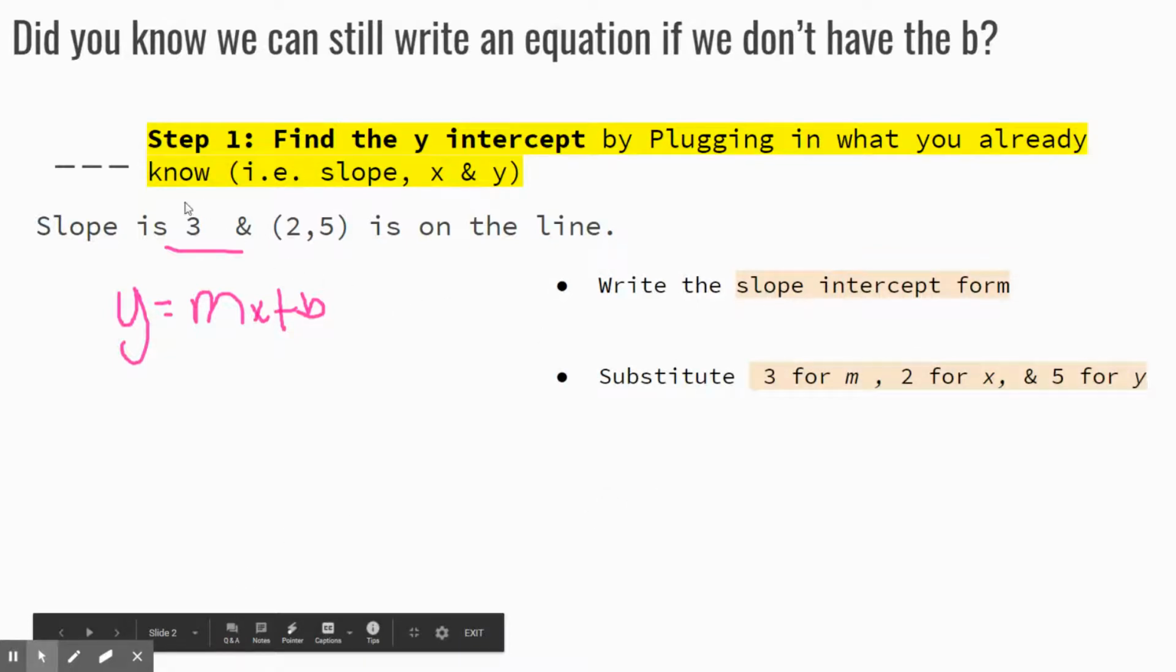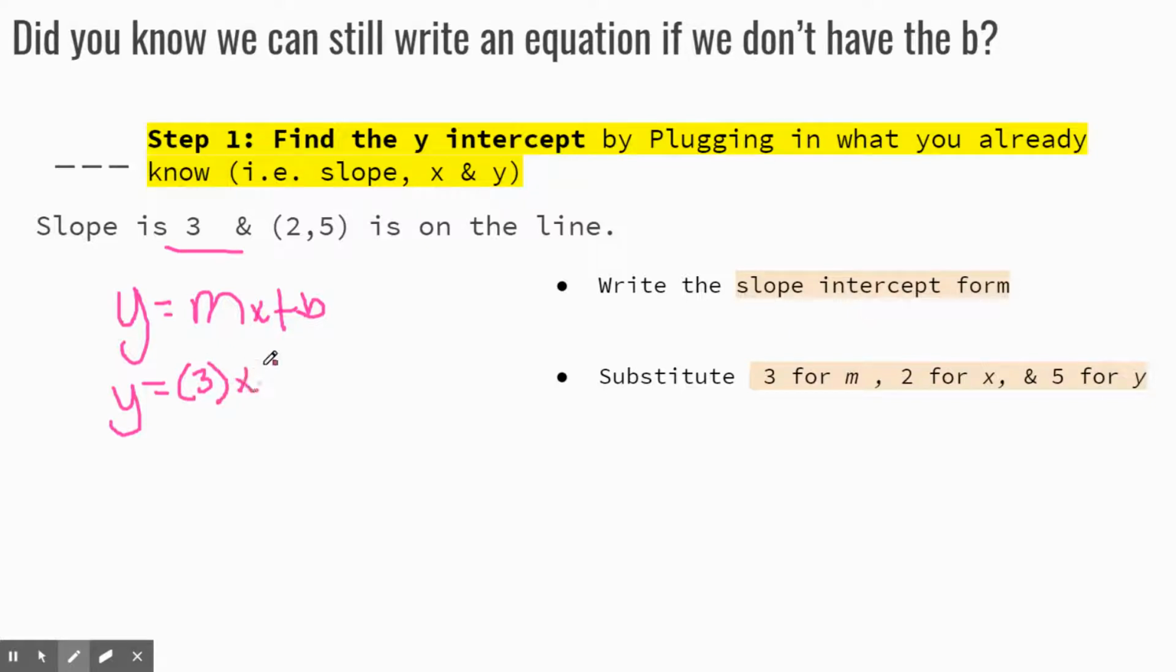Then I'm going to substitute in my slope for m. So then I do y equals 3x plus b. But because it gave me a point on the line, I actually know more than just the slope. I know what my x and y value are on my line at one point, so I can plug those in. So I'm going to plug in 5 for y: 5 equals 3 times 2 plus b. So now I have 3 times 2 is 6, plus b equals 5.